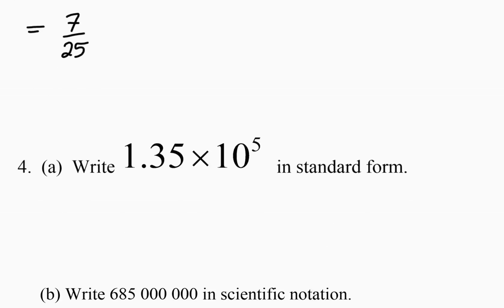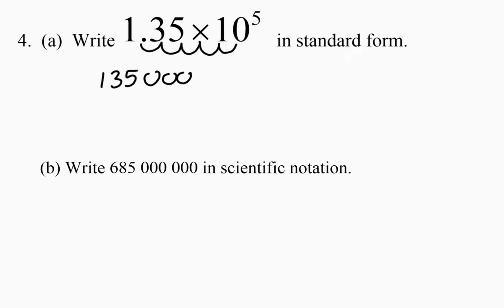For question 4, putting a number into standard form. That just means taking it out of scientific notation and making it a regular number. So remember, 10 to the 5 means to move the decimal 5 places to the right. So currently the decimal is in that place there. So all you have to do is move it 1, 2, 3, 4, 5 to the right, which would actually result in adding 3 zeros. And so 1.35 times 10 to the 5 becomes 135,000.